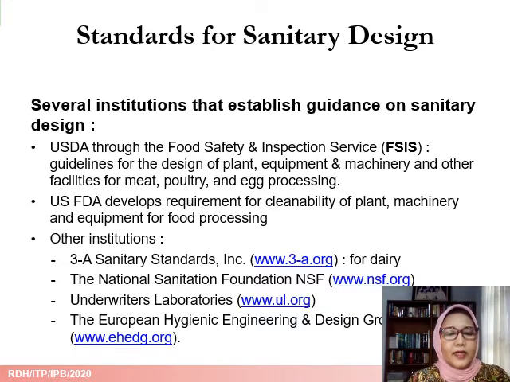There are several institutions that establish guidance on sanitary design. USDA, through the FSIS, developed guidelines for the design of the plant, equipment, and machinery and other facilities for meat, poultry, and egg processing. And US FDA, for example, developed requirements for cleanability of plant, machinery, and equipment for food processing. The following list include other institutions that develop sanitary design for certain commodities.